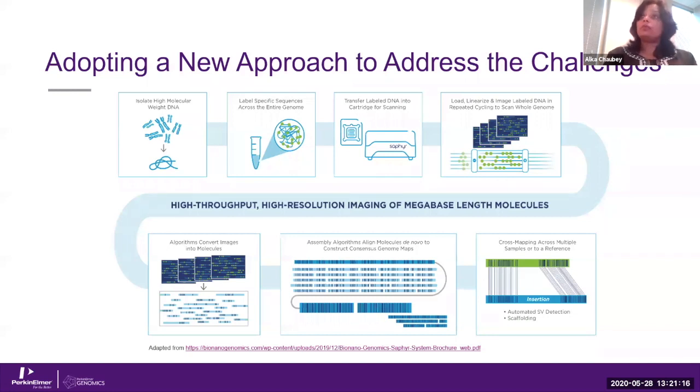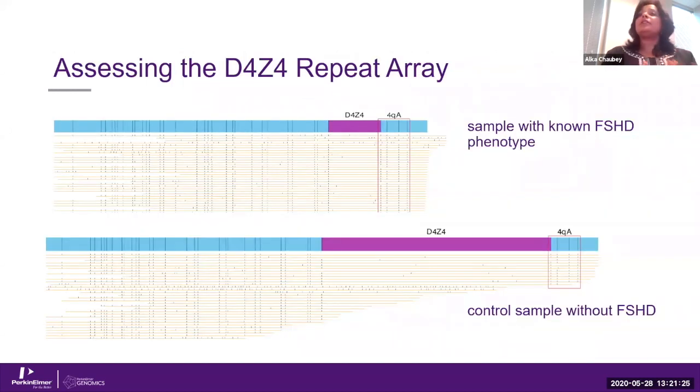And this is how we can differentiate between chromosome 10 molecules, chromosome 4 molecules, and chromosome 18 molecules. So how does this look? What you see in the top panel, actually, let's look at the bottom panel first. What you see is this light blue region, which is your chromosome 4 DNA. And then the purple block is the D4Z4 repeat.